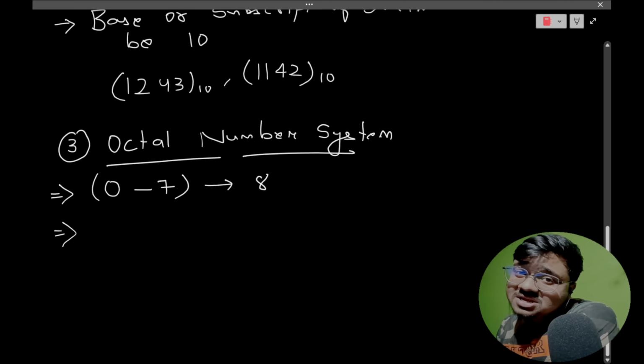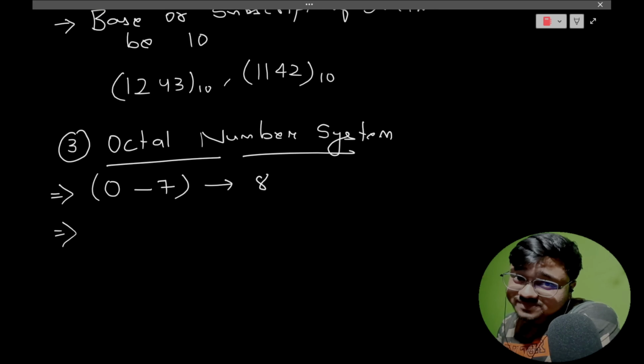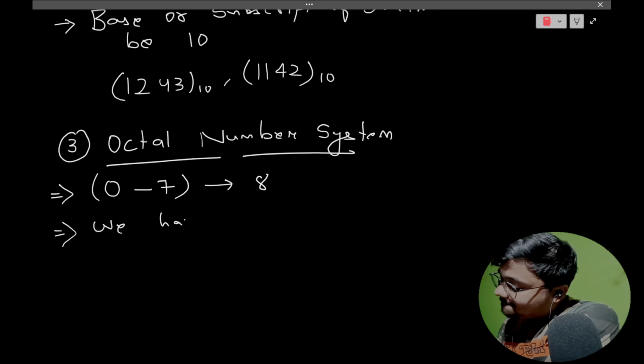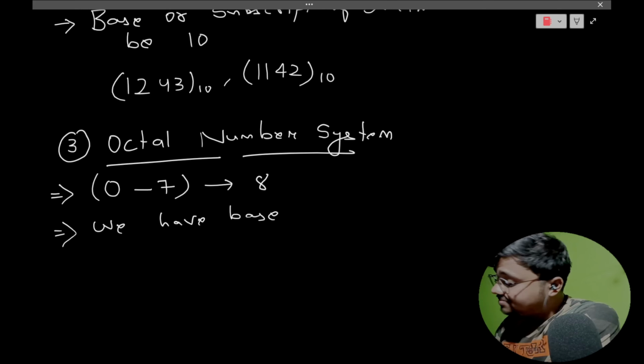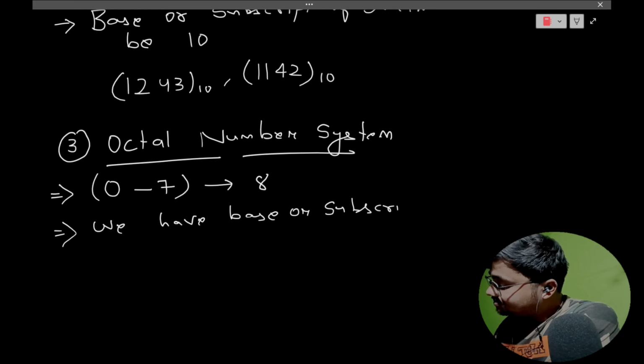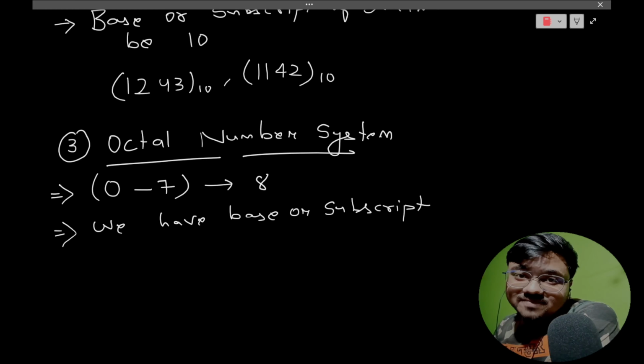Do we have any base or subscript, as we were following for the previous two number systems? Yes, we have a base. That you need to say. What will be the correct base or subscript? The base will be nothing but 8, right?